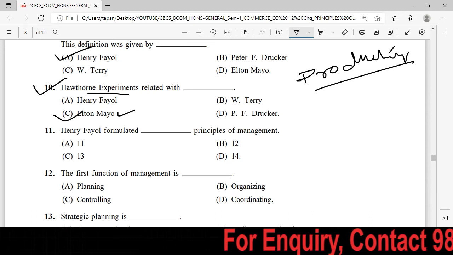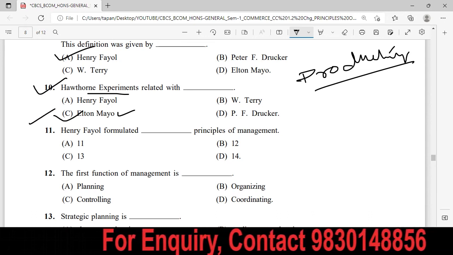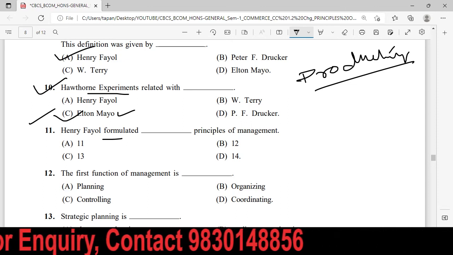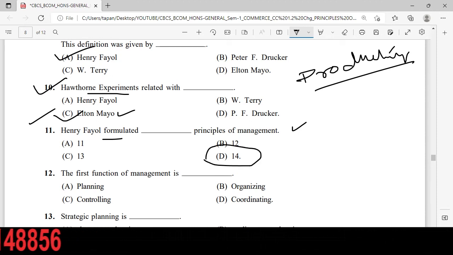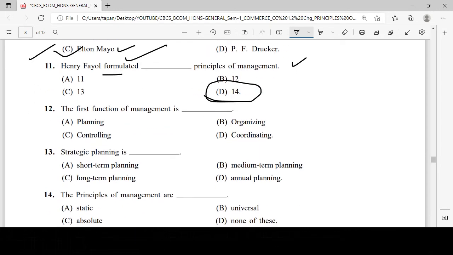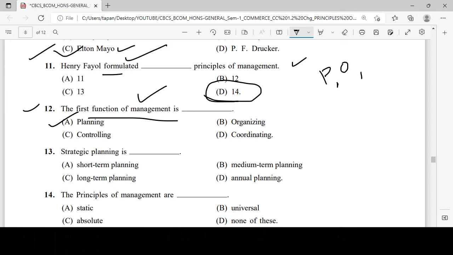Now question number 11. Henri Fayol formulated dash principles of management. I told you a minute ago that 14 principles were formulated by Henri Fayol. Number 12. The first function of management is which one? Planning. I told you, the 5 functions are planning, organizing, directing, coordinating, and controlling.